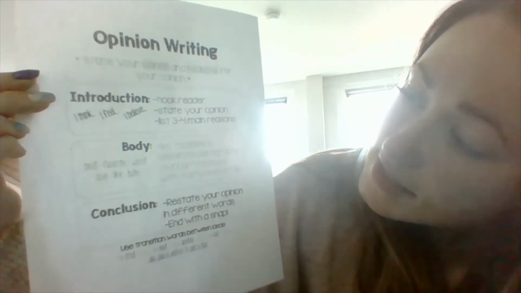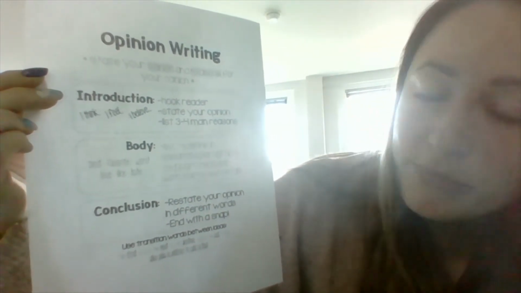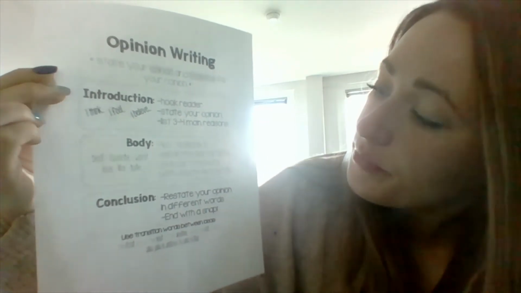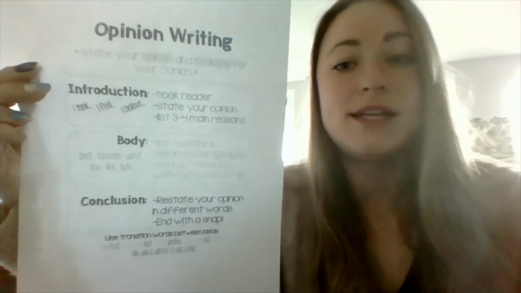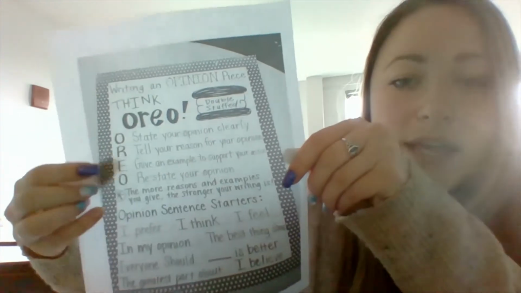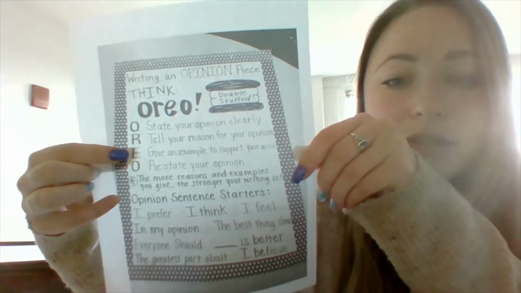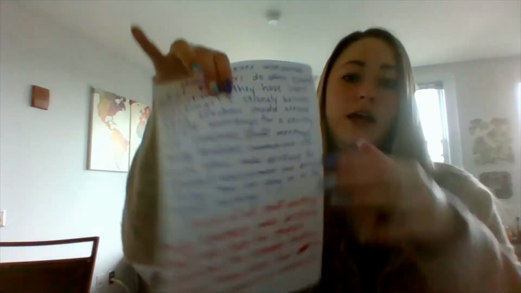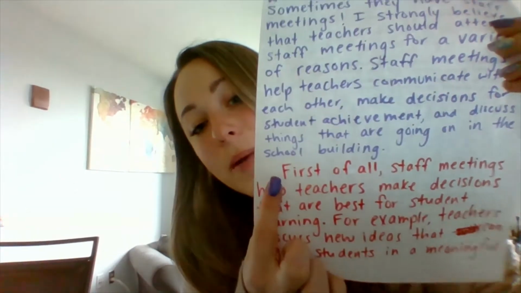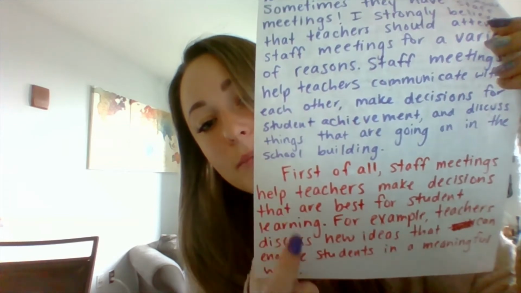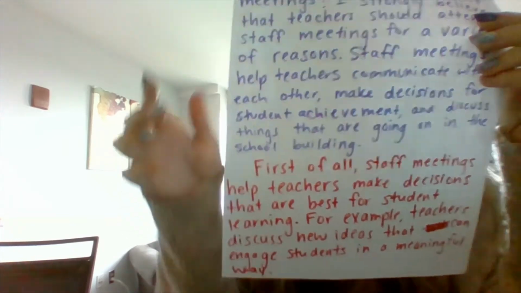Now I'm on to the body of opinion writing, okay? The body says list reasons in separate paragraphs. So each reason is going to get its own paragraph. Support reasons with facts and details. And if you remember when we talked about Oreo, we said it could be an example to support or an explanation, okay? So for mine, in red, I started a new paragraph by indenting. You left a little bit of space. Indent your second paragraph to start with your first reason. My first reason.